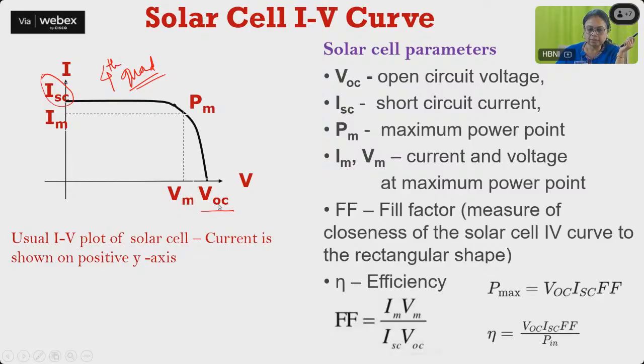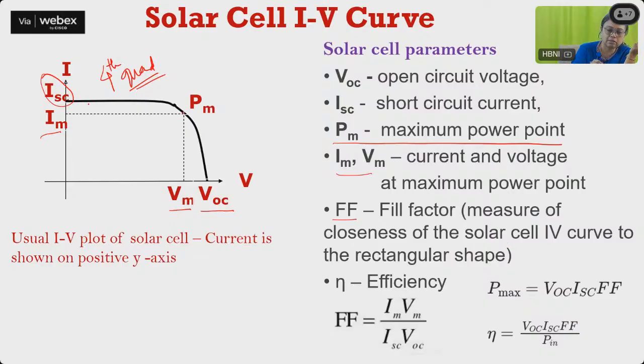So we have got the open circuit voltage, and now P max is the maximum power point. This is the maximum power point, and the corresponding current and voltage with respect to P max are the maximum current and voltage. So Pm is the maximum power point, and Im and Vm are the current and voltage at maximum power. And there is another factor called the fill factor. It is a measure of the closeness of the solar cell IV curve to the rectangular shape.